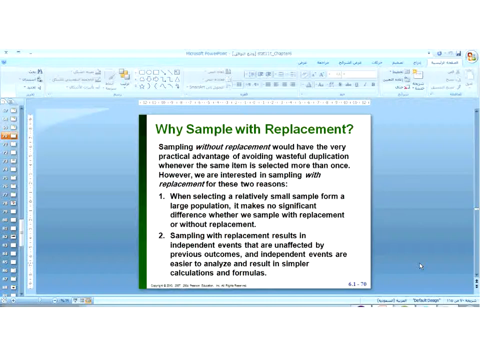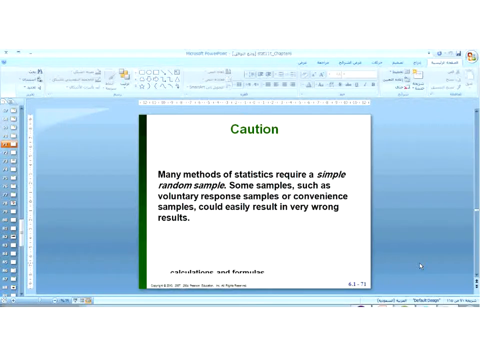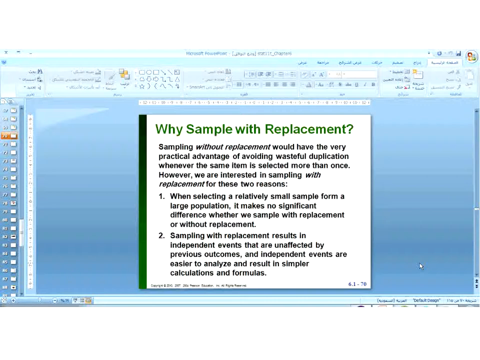So why sample with replacement? Why do we say sample with replacement, and when do we say sample without replacement? Sampling without replacement would have the very practical advantage of avoiding wasteful duplication whenever the same item is selected more than once. This is the advantage of without replacement. But I have a big problem, which is dependence. So I want to avoid the dependence, so I will use sample with replacement. When I use replacement, each value will be independent from the other value. So when selecting a relatively small sample from a large population, it makes no significant difference whether we sample with replacement or without replacement. If I take a very small sample from a very large population, it makes no difference here.